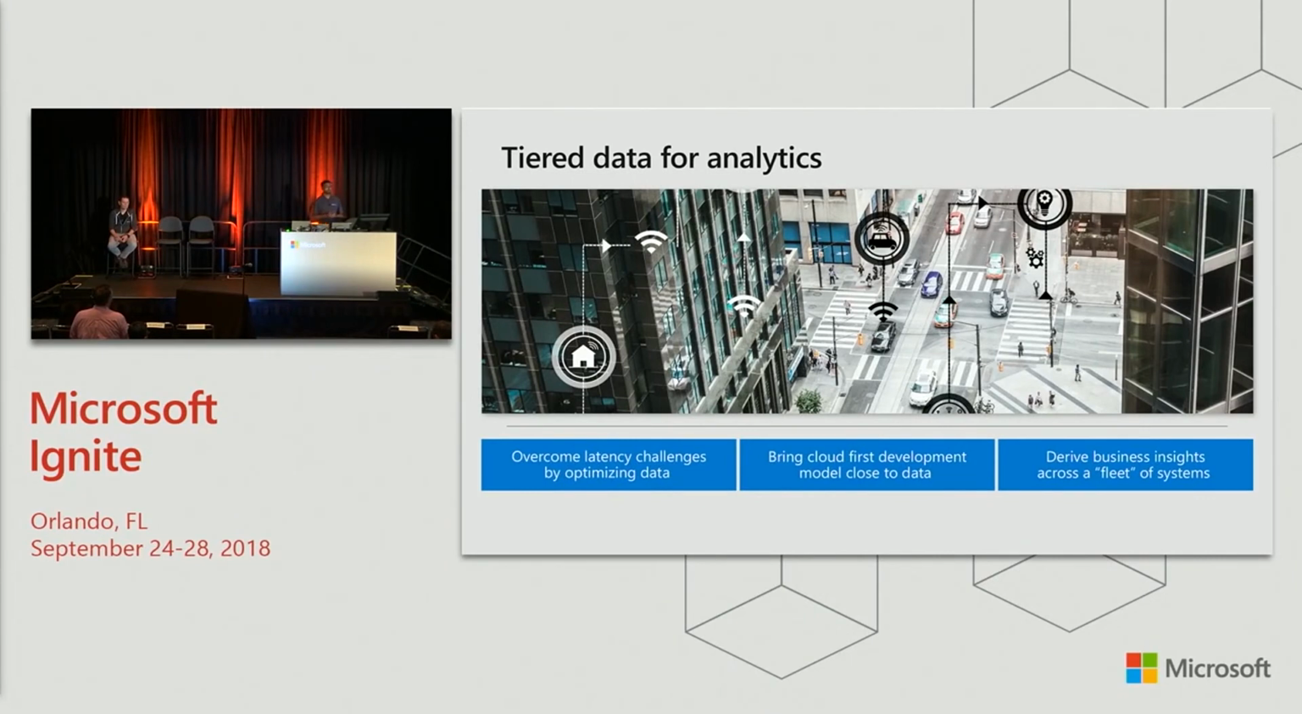So let's look at tiered data for analytics. This is kind of the one Ricardo did, but backwards. So we can collect data on premises, do some pre-processing, pre-analysis, and derive local insights, and then send fleet or summary insights back to the public cloud for analysis. Again, this brings the cloud and the application close to where the data resides or is generated.